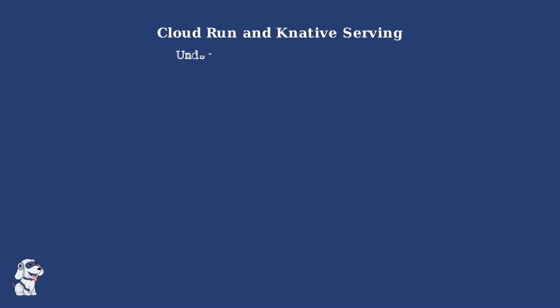Hey everyone. Today we're going to explore the fascinating relationship between Cloud Run and native serving. Understanding this connection is crucial for anyone working with modern containerized applications. Let's start by looking at these two technologies separately. On the left, we have Cloud Run. This is Google Cloud's managed service for running containerized applications. On the right, we have native serving, an open source project that provides serverless capabilities on Kubernetes.